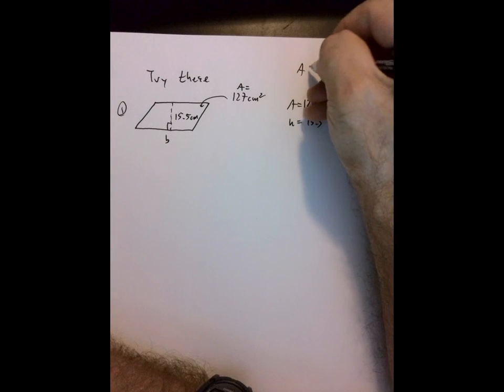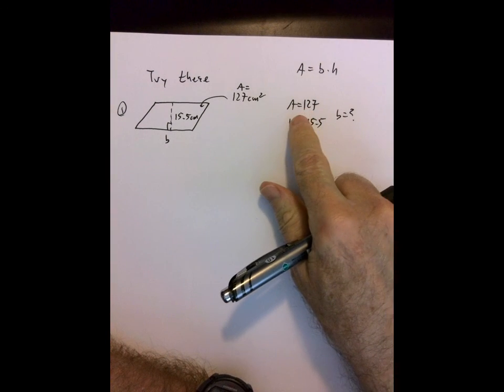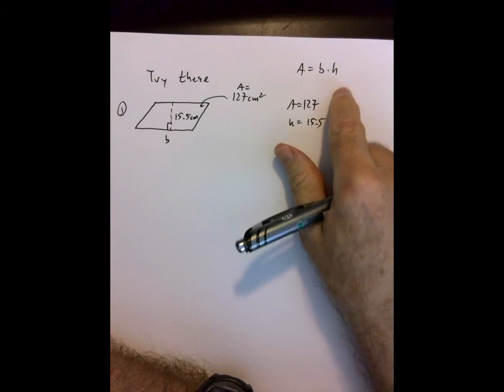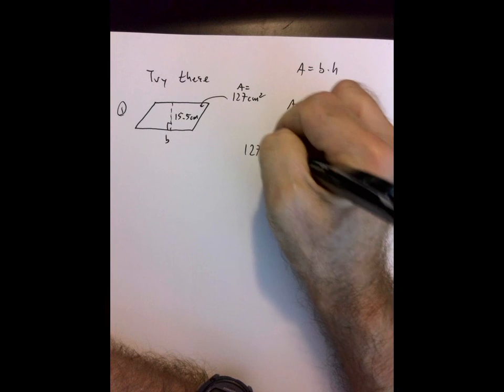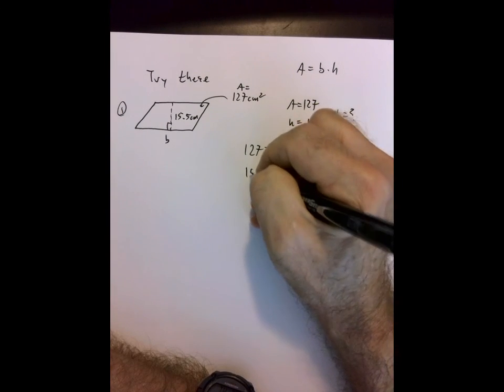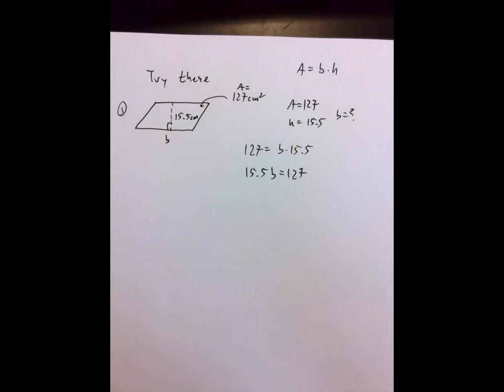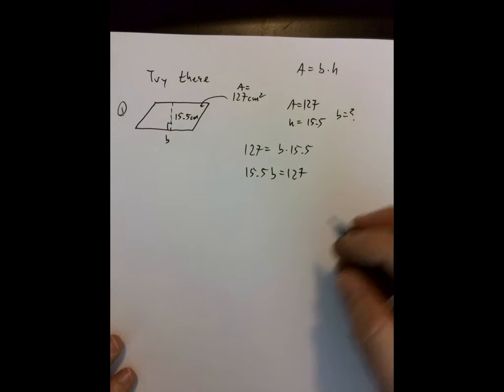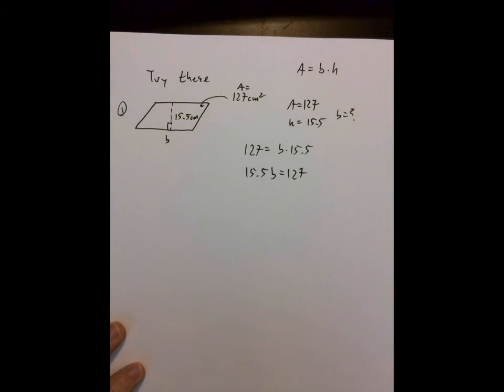So our formula is still area is equal to base times height. So we put area 127 where the area is, 15.5 where the height is. So it's 127 is equal to base times 15.5. We rearrange that algebra-wise. 15.5b is equal to 127, and then we divide both sides by 15.5, and we get about 8.2.